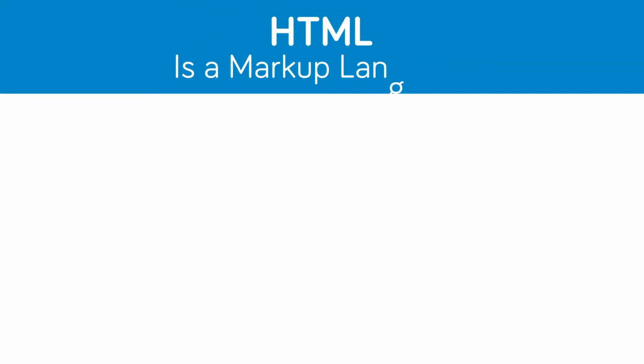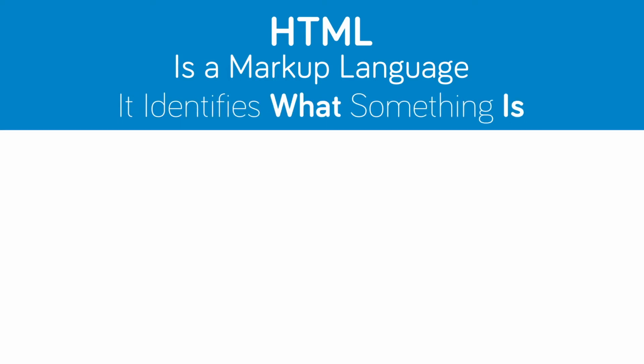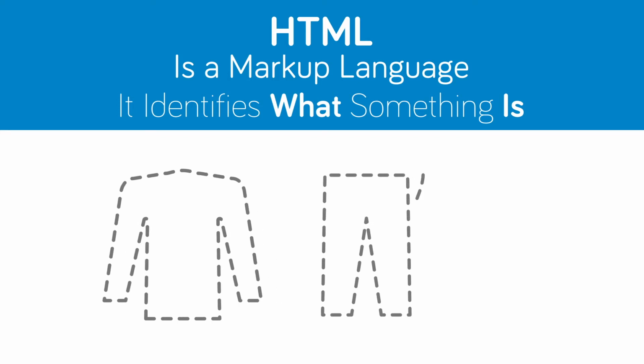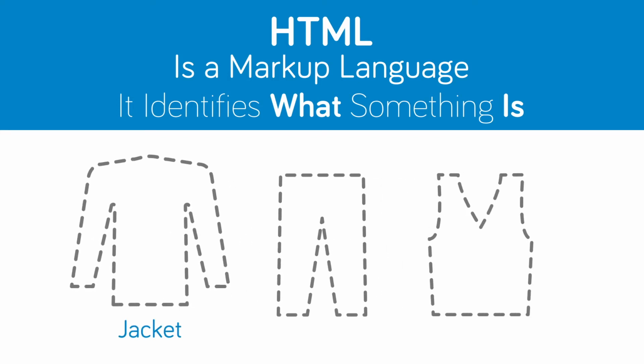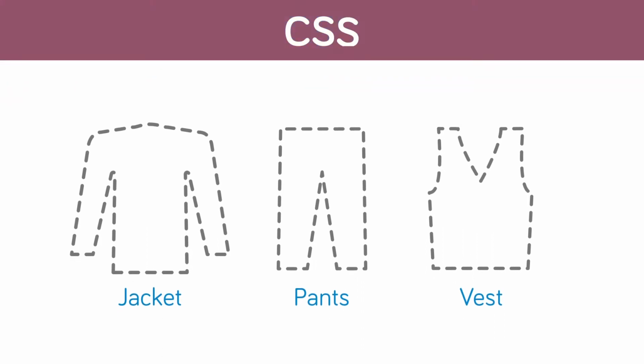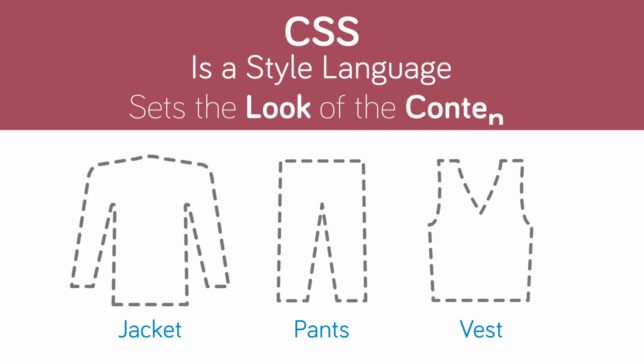HTML is a markup language. Its job is to tell us what something is. Think about it like someone making a suit of clothes. First, you have to identify what to make, such as a jacket, pants, or a vest. This is basically what HTML does. It identifies content. CSS, on the other hand, is a style language. It sets the style or look of the content in the HTML.